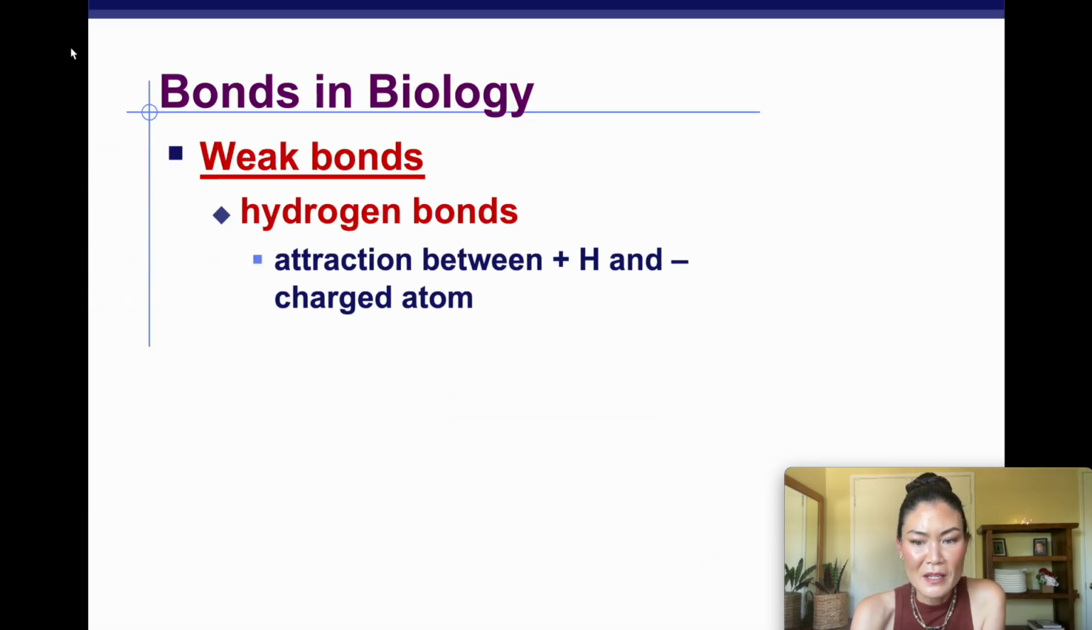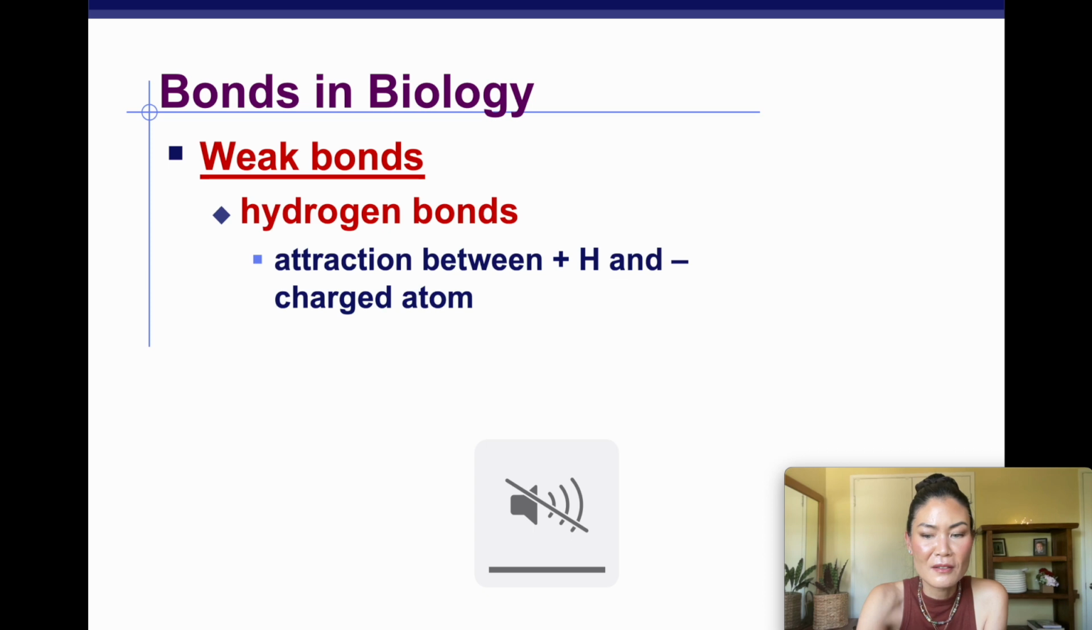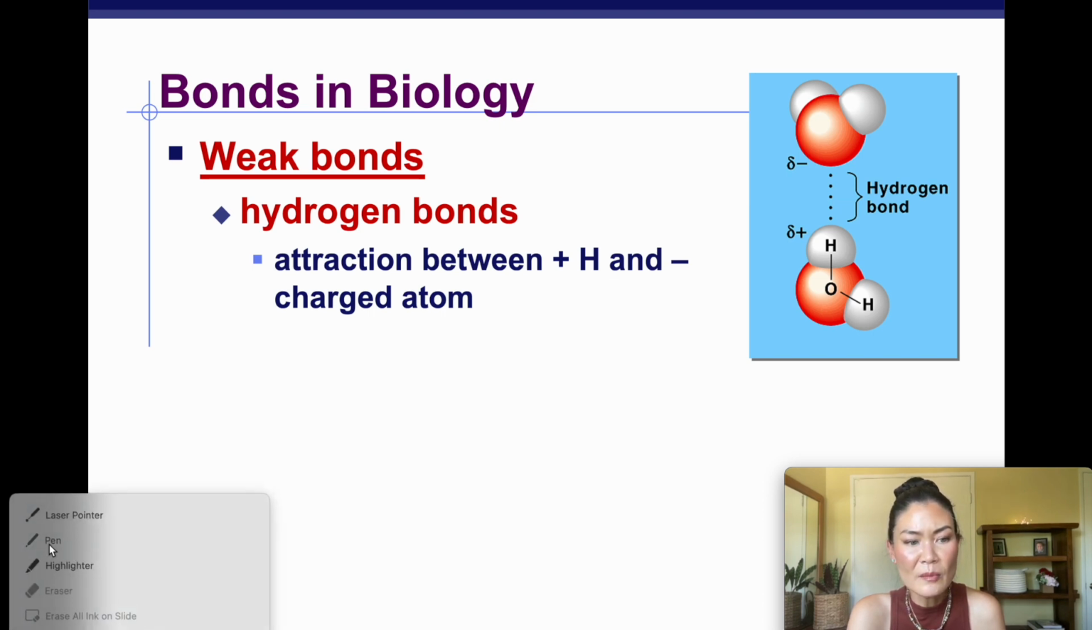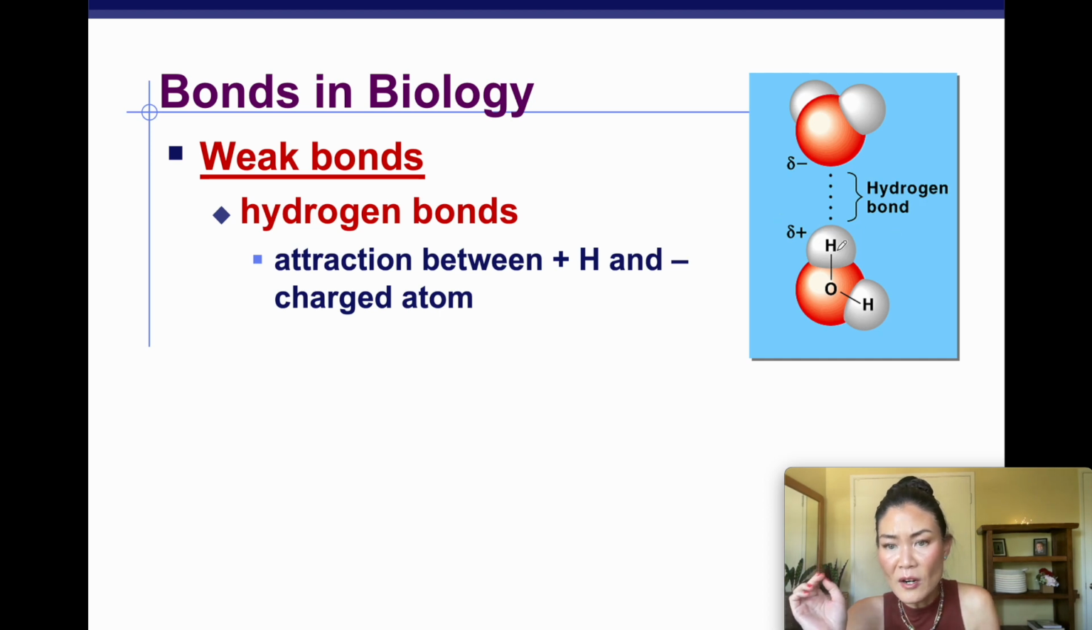Okay, so anyways, as I was saying, hydrogen bonds are just weak bonds, an attraction between a positively charged hydrogen on a molecule and a negatively charged atom. When you look at this diagram, you can see that these are two water molecules, the water molecule H2O, right? This hydrogen has a positive charge, and it's going to be attracted to this negatively charged oxygen atom on a separate water molecule. So it's a weak bond.